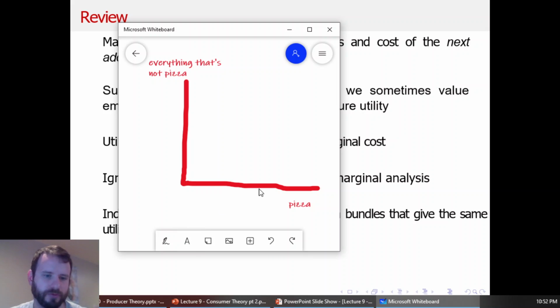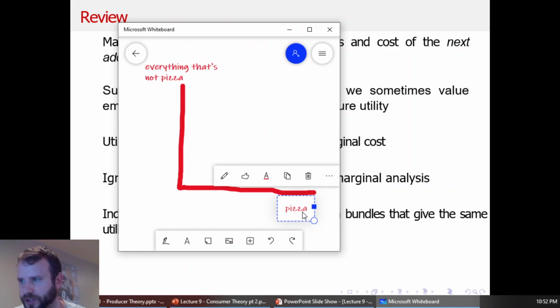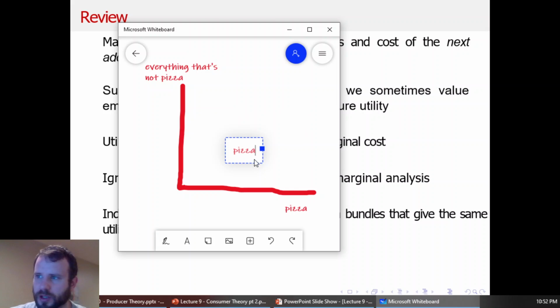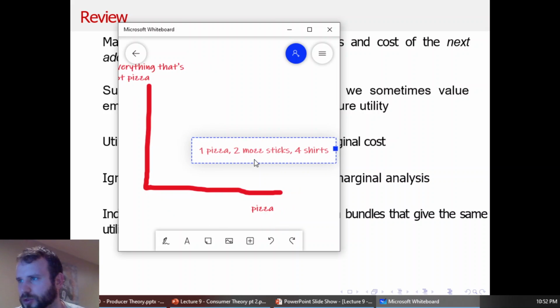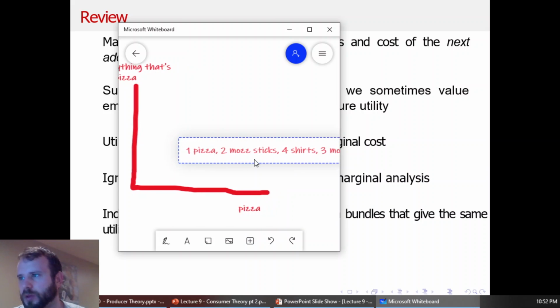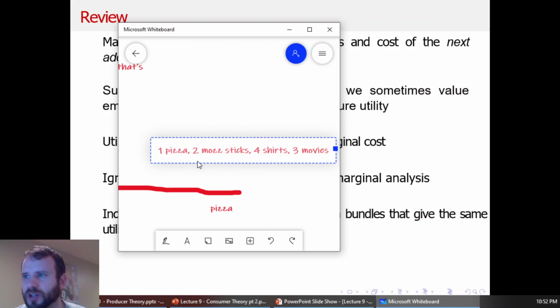Okay. And just to refresh, I've been using the term consumption bundle. A consumption bundle is just a list of things that you consume in some sort of quantity. Okay, so one consumption bundle could be 1 pizza, 2 Mott's sticks, 4 shirts, 3 movies. That's a 4 good consumption bundle.